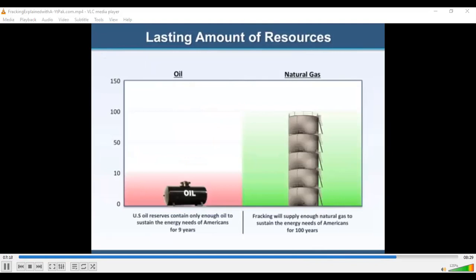However, fracking will produce enough natural gas to sustain the energy needs of Americans for the next 100 years, bridging the gap and providing a sustainable.